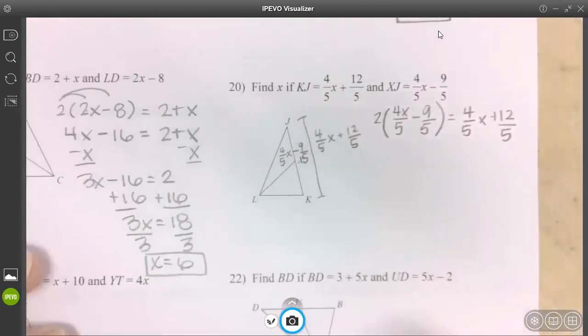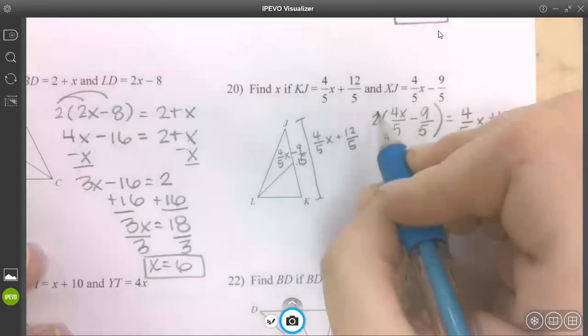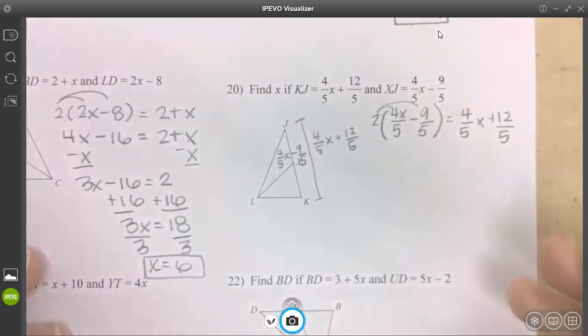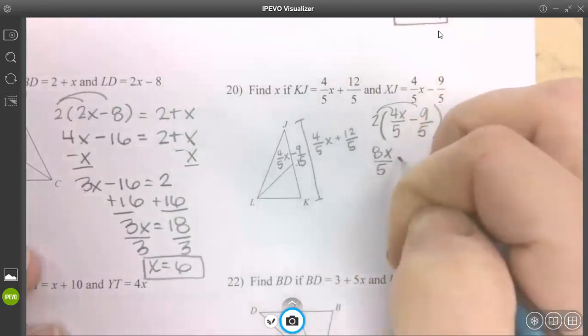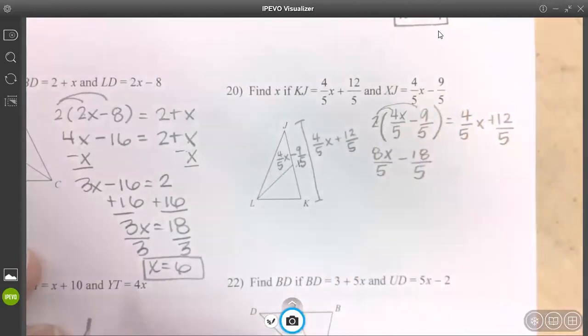Okay, this is going to look complicated, but it's really not bad. We're going to distribute our 2, and it only goes to the top. It doesn't go to the bottom. So 8x over 5 minus 18 over 5. 2 times 4x is 8x. 2 times -9 is -18.